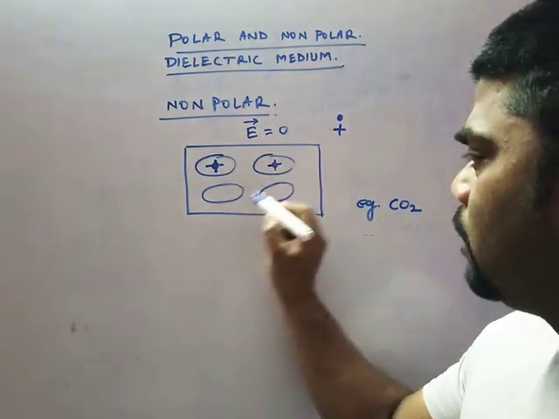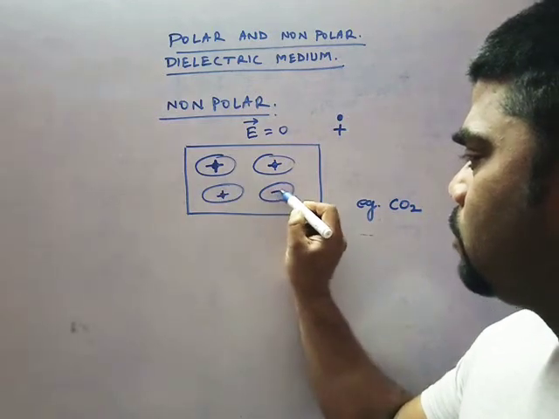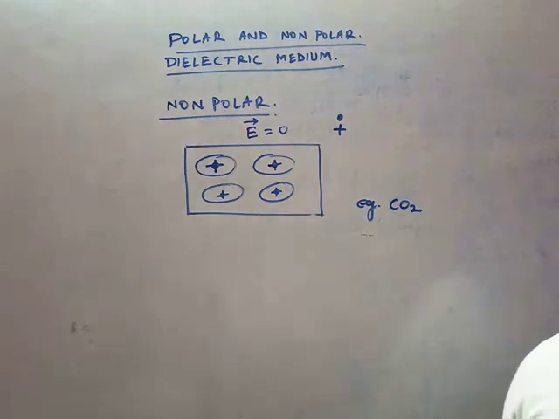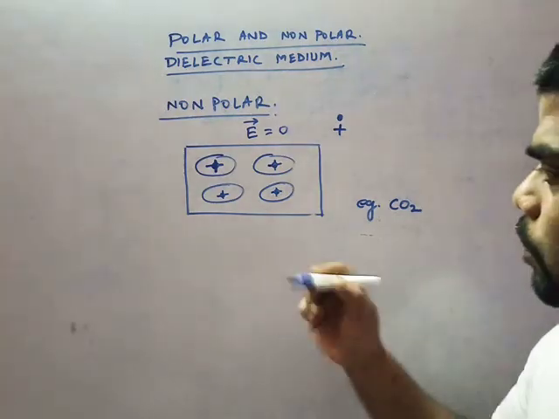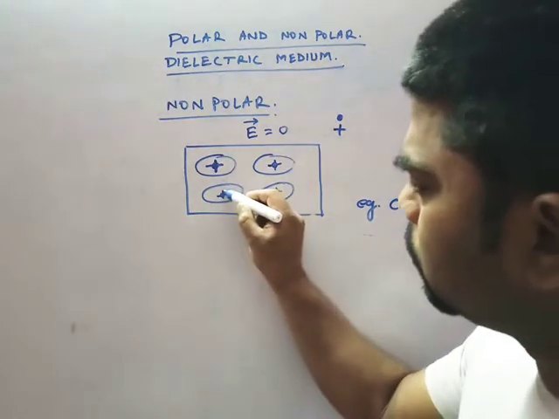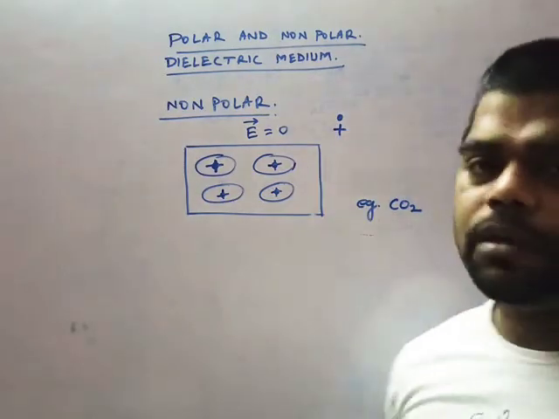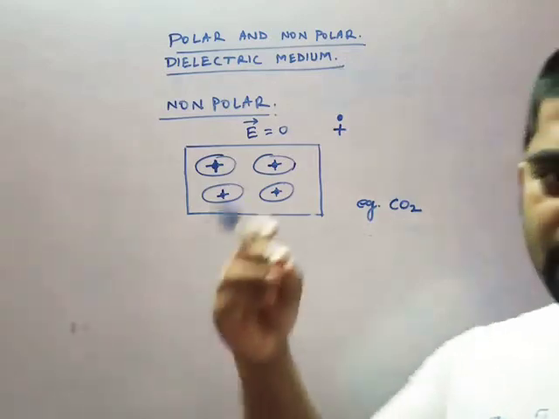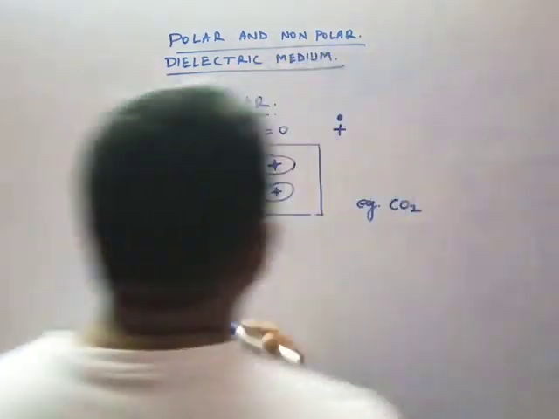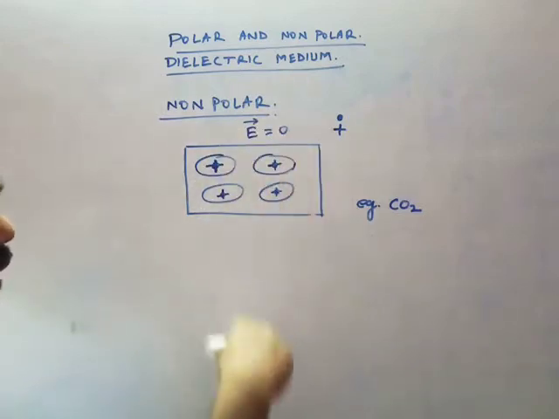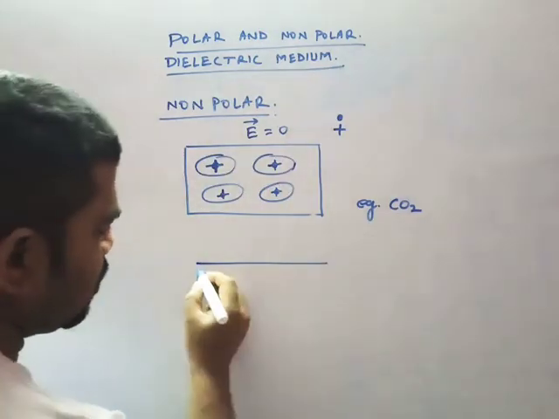Now what happens here? Positive and negative ions are here, positive and negative ions inside the molecule. Now they coincide, which means they are at a single point. So now let me insert these non-polar molecules inside the field.